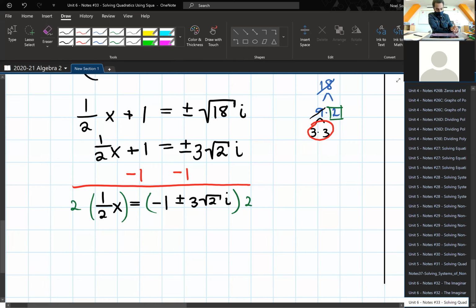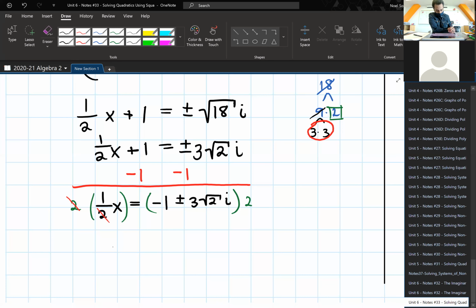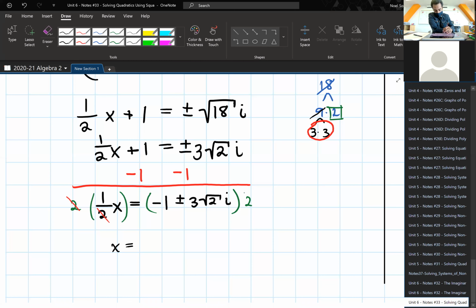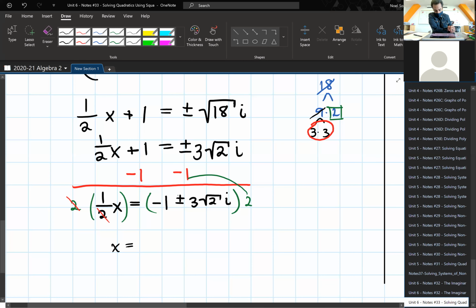So 2 times 1/2, well, they cancel. So we're left with just x. On the right side, make sure you distribute. So you're going to distribute 2 times -1, so that gives you -2, plus or minus. What you are allowed to multiply is the coefficient with 2. So it's actually 3 times 2, so that's 6. But the root 2 does not get affected.